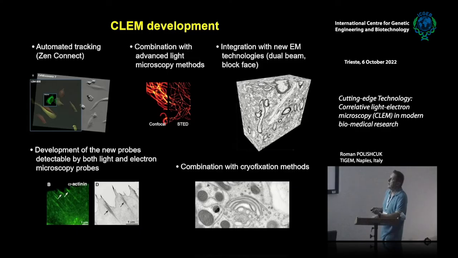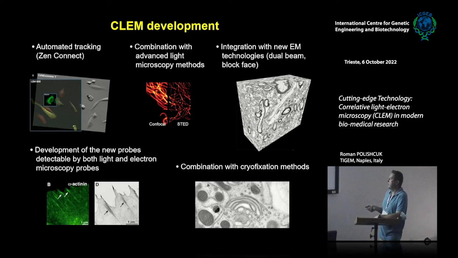So if we think about the development of CLEM technologies, we could imagine several areas, and there were also developments in these areas. One is automated tracking, to track with M cell all the different stages of the CLEM procedure. Another is combination with advanced light microscopy methods, like STED or SIM, which would allow better resolution at the level of light microscopy. Then it would be nice, and there are already probes, which are both fluorescent and can be easily converted into something detectable by electron microscopy.